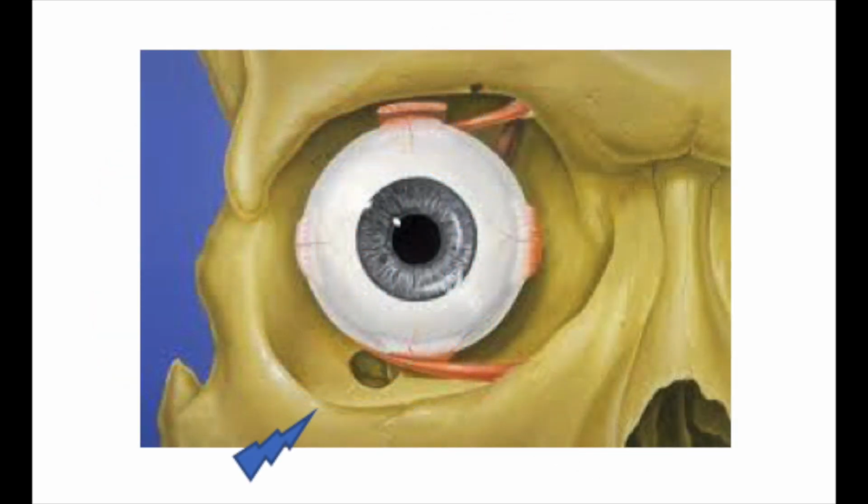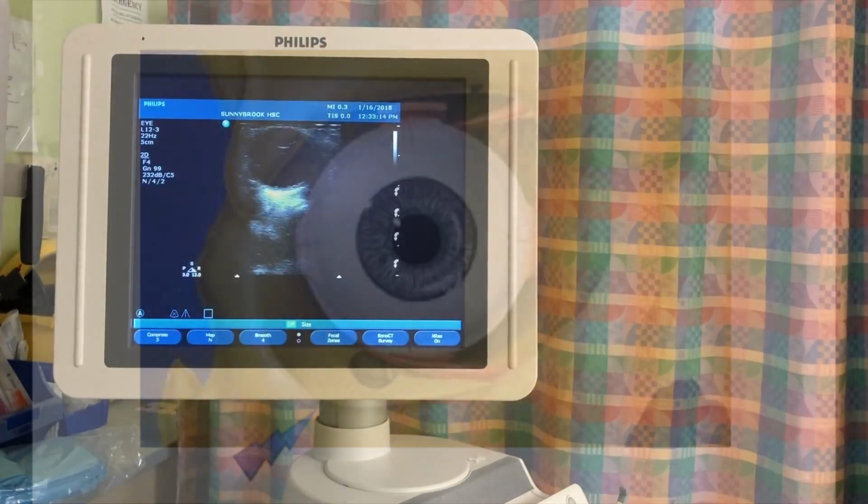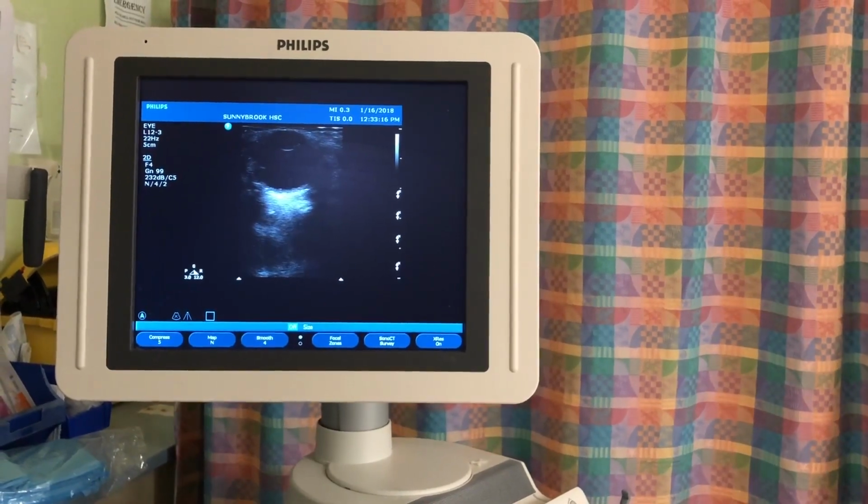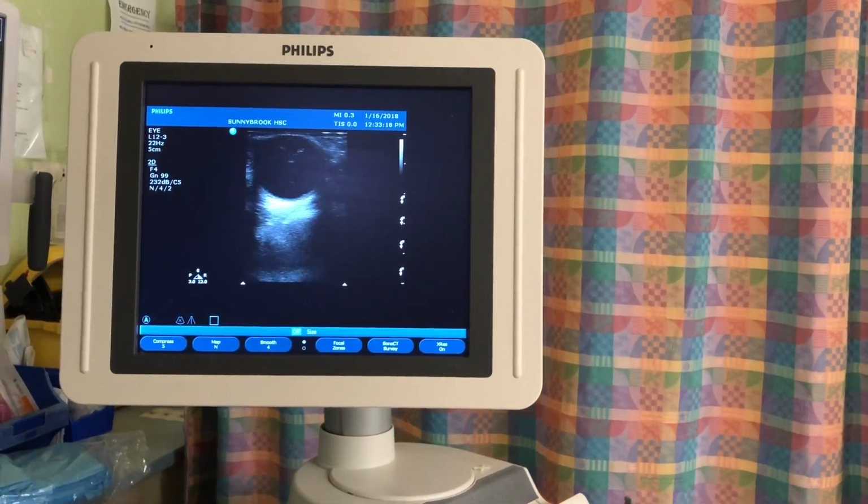An important landmark for introducing the needle is at the inferior temporal margin of the orbit, starting around the lateral 2/3 of the orbital margin, as shown by the arrow here. This video goes over the retrobulbar block under ultrasound guidance.